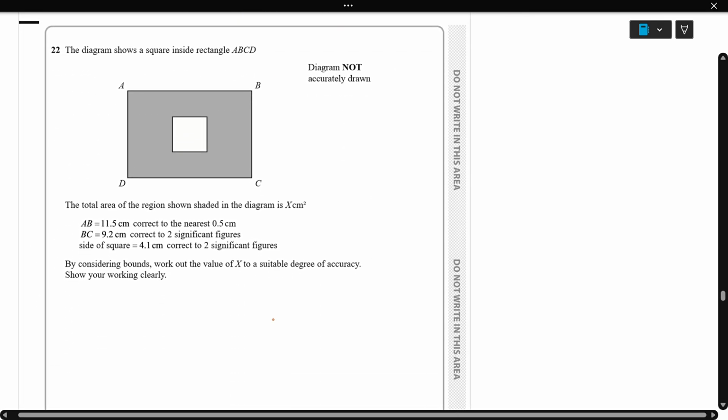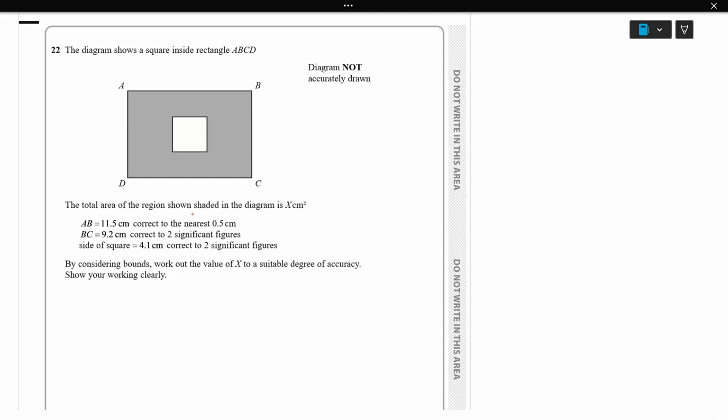Next, question number 22. The diagram shows a square inside a rectangle ABCD. The total area of the region shown shaded in the diagram is X. So AB is given, BC value is given, because in a rectangle the opposite sides are equal. Then the middle one is a square, its value is also given, all are rounded, so it's going to be bounds. By considering bounds, work out the value of X to a suitable degree of accuracy.